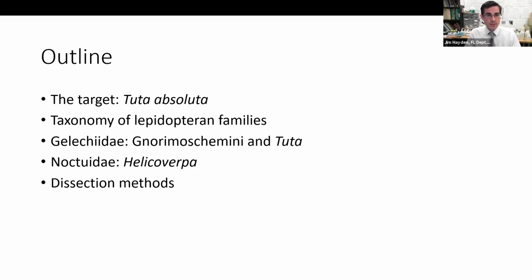So the outline of this is the target, Tuta absoluta. I'm going to discuss a little bit about taxonomy of certain Lepidopteran families, in particular that of the target, which belongs to the family Gelechiidae, and also the practice dissection subject, which is Helicoverpa, which belongs to the Noctuidae. I'm going to focus on just those two families, but later Todd will discuss a few other families that might be of interest as pests. And finally, I'll touch on dissection methods, which Julieta will also discuss later.